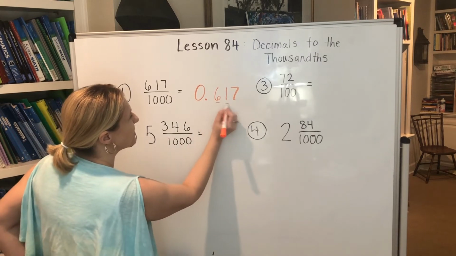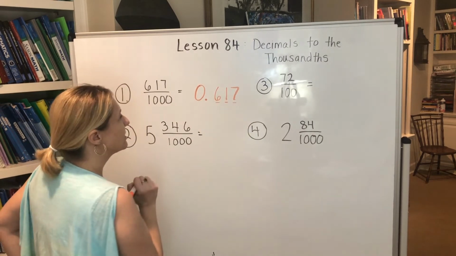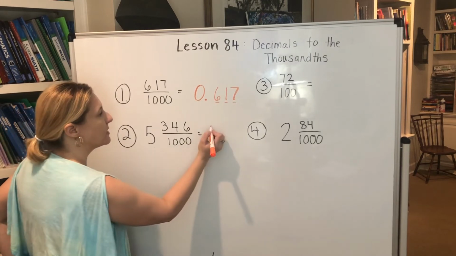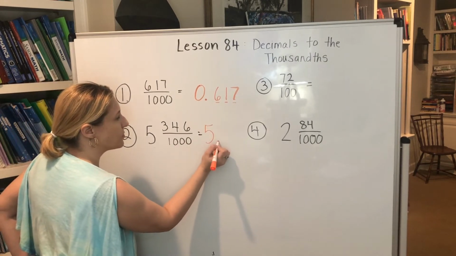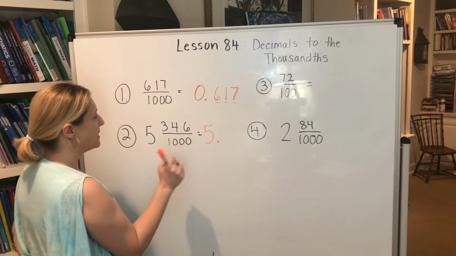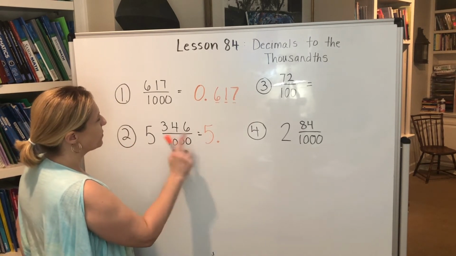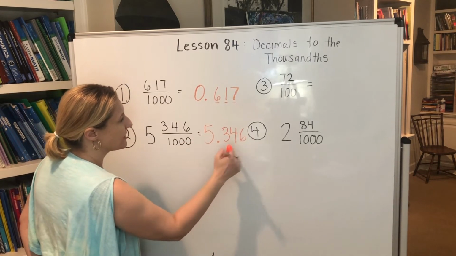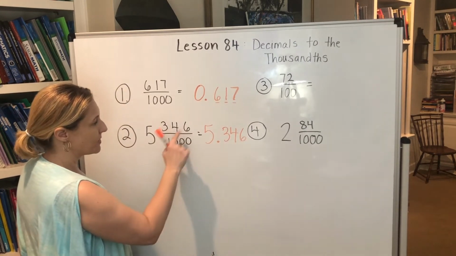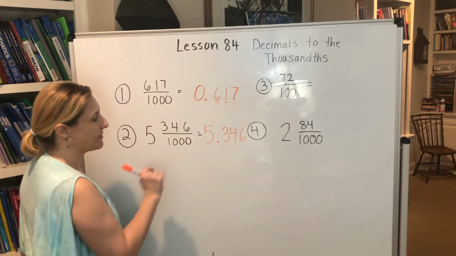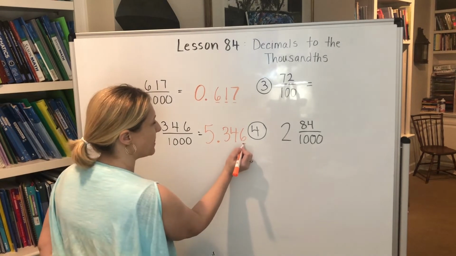Tenths, hundredths, thousandths. Okay, number 2, we have 5 wholes, so that'll be 5 point. The 5 will come before the decimal and put it in the ones place. Okay, 5.346 thousandths. So 346 will go after the decimal, and the 6 must end in the thousandths place, right here.